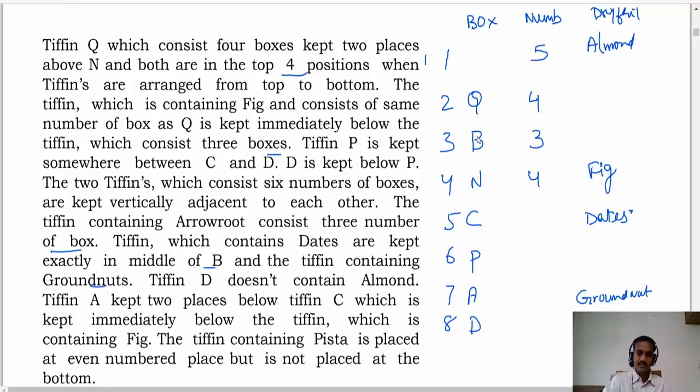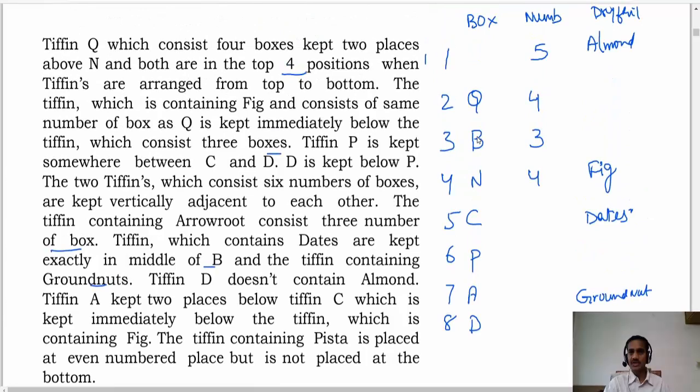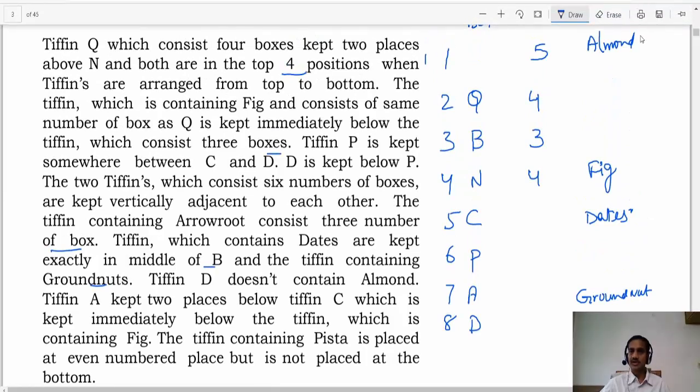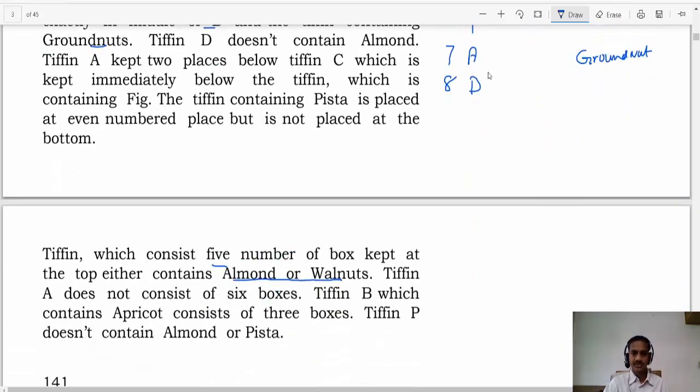Placed at the bottom. The tiffin which contains the 5 number box is kept at the top, consisting of either almond or walnut. At the top there must be number 5, and it must contain either almond or walnut. Either almond or walnut, but this number must be 5. Almond or walnut. Next one.